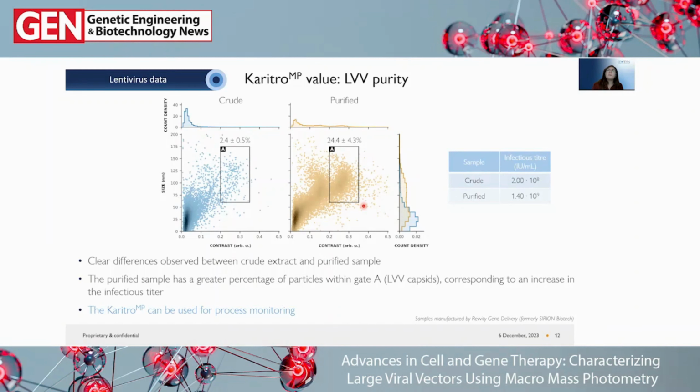So the reason why this measurement is quite powerful is because within minutes you can have a quick assessment of the number of counts in the lenti region, without waiting a long time to produce infectivity data, and then move on and decide what to do next. So this is quite useful if you're doing process monitoring or process optimization as well.